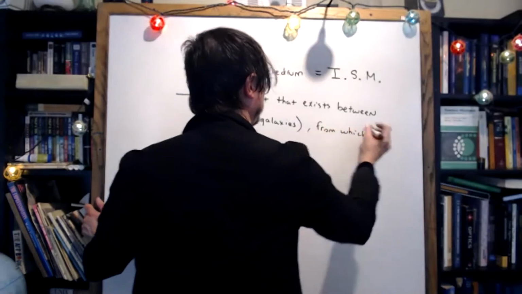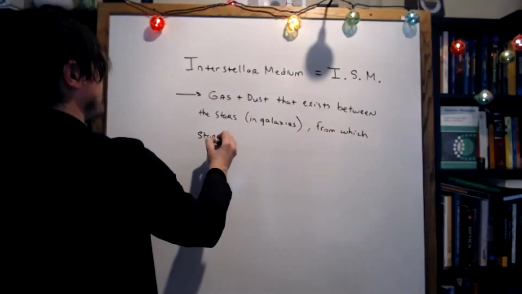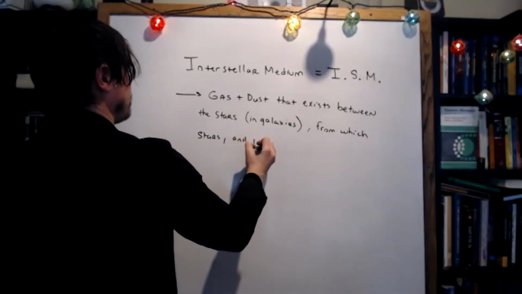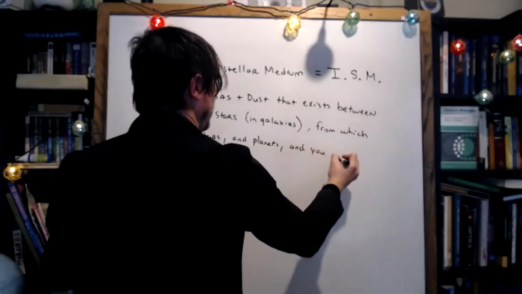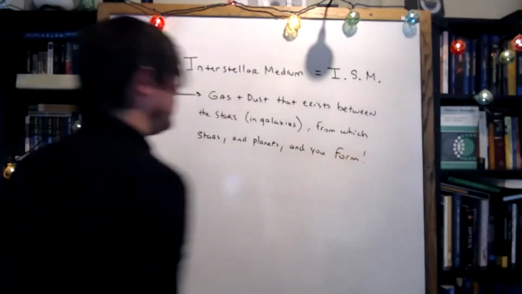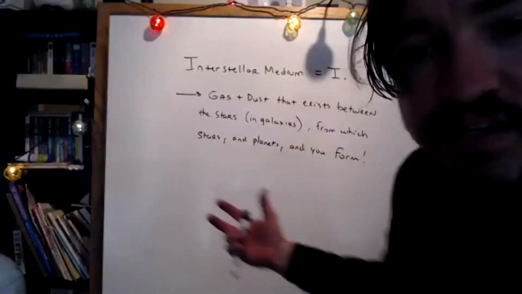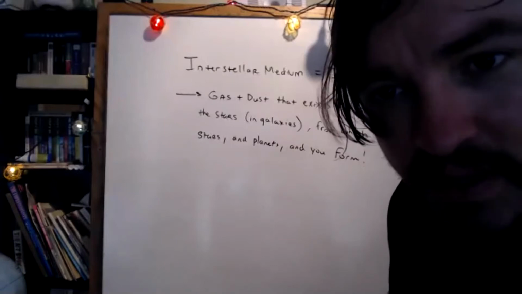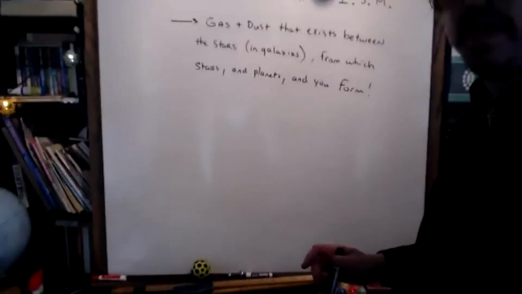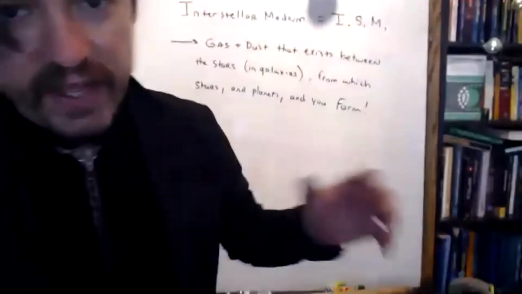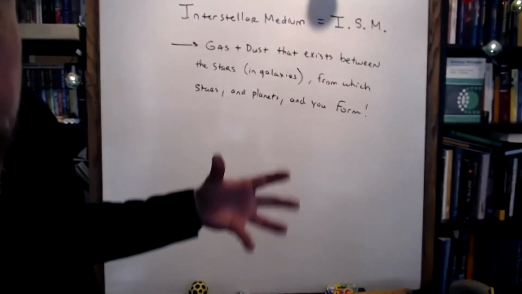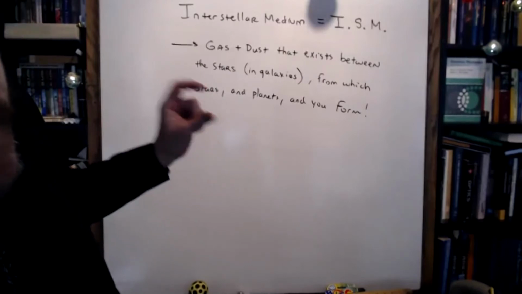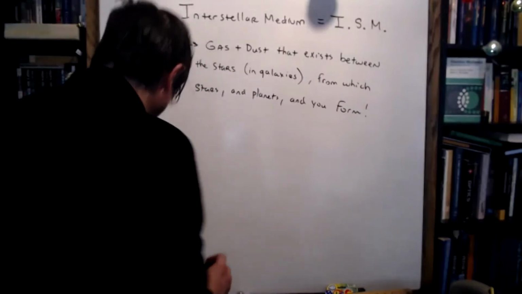from which stars and planets and, in a sense, you form. So the chemical composition of the interstellar medium is directly related to the abundances of elements that we find on Earth. And in general, the composition of the interstellar medium is a lot like the sun, obviously because the sun formed from it, but there are some very important nuances I want to talk about today.